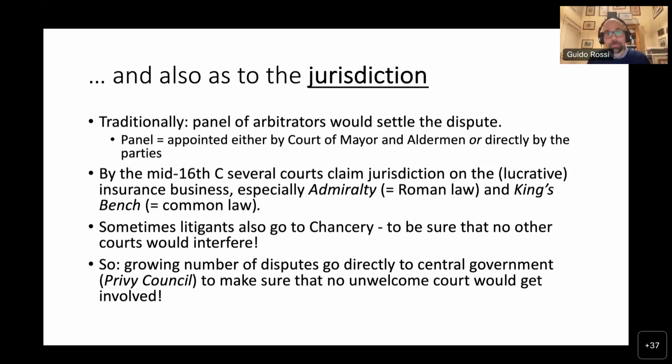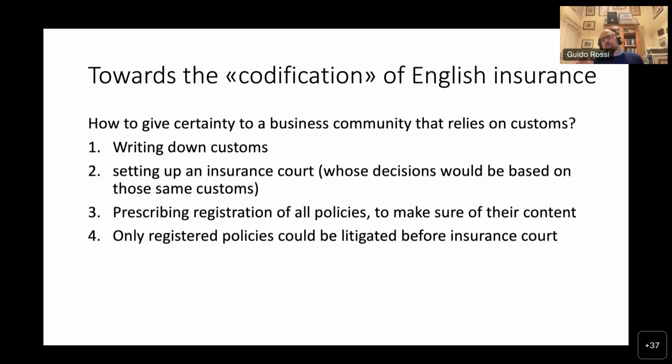So we begin to have a very problematic situation in the market. The rules are unclear, the jurisdiction is also unclear, and so nothing really is very clear. So at this point, the government comes up with a very smart idea. How do we give certainty to the business community? First of all, we have to write down the customs. Second of all, we have to set up an insurance court, which will decide not based on the common law, not based on Roman law, but based on the very same customs as the merchants are using.